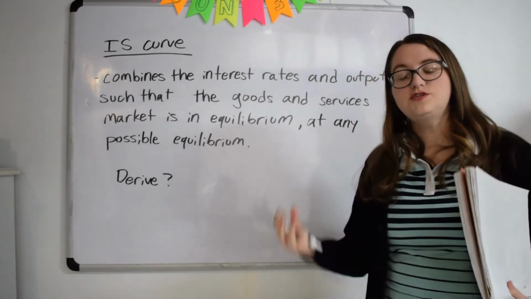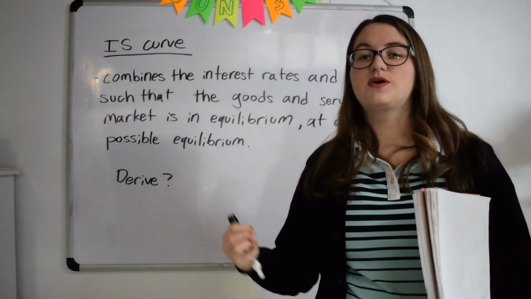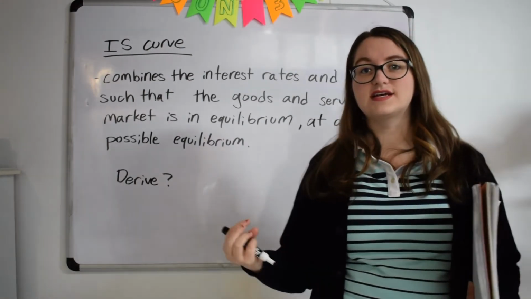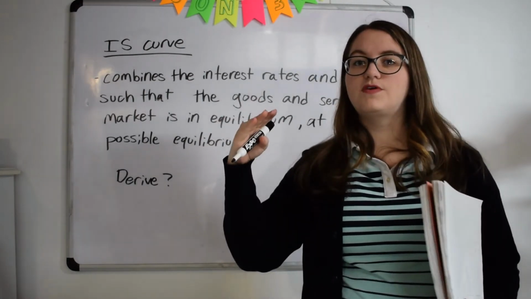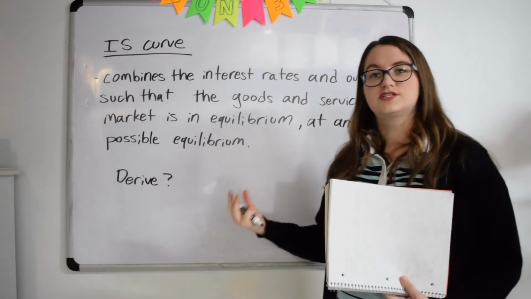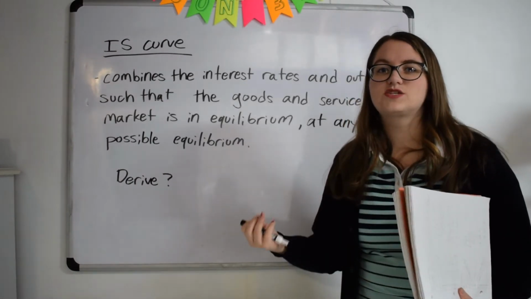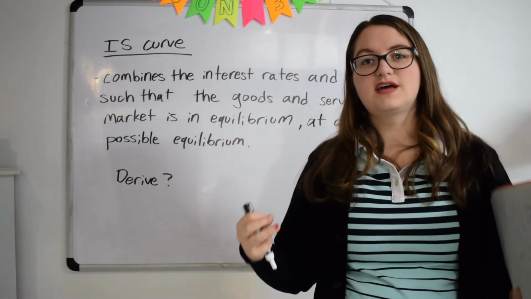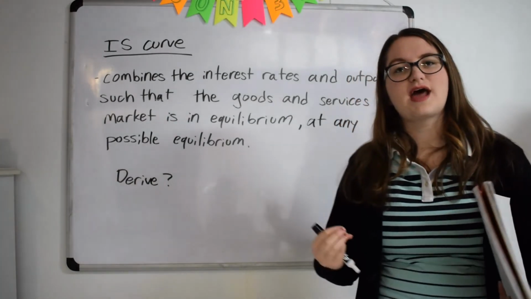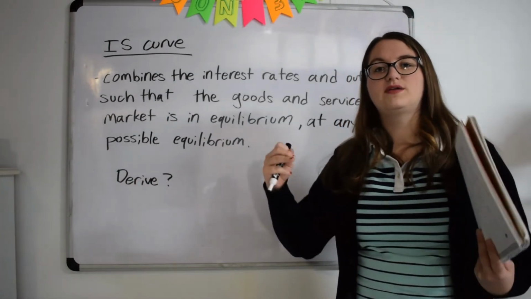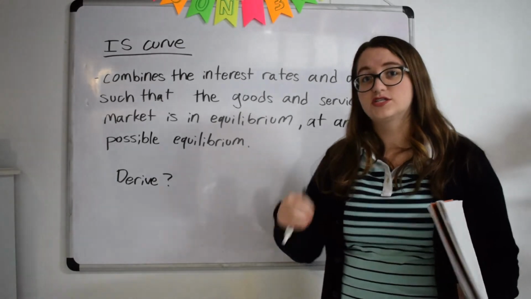But once we do go into ceteris paribus, where we hold the interest rate constant and only move the goods and services market, then that's when we create a shift in the IS curve. So right now we're deriving it when we allow the interest rates to change.